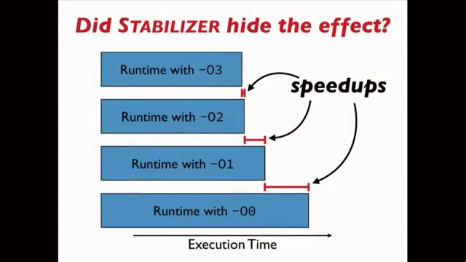OK, so there is this concern. This is not really a probe effect, but it's an effect of using a tool. Is there something about stabilizer that's hiding the effect? Is there some systematic bias in stabilizer that's changing the effect that we're observing?